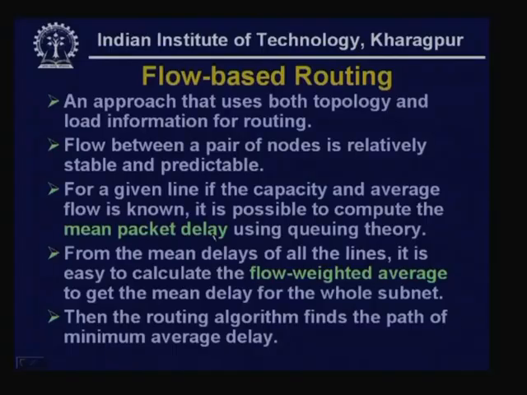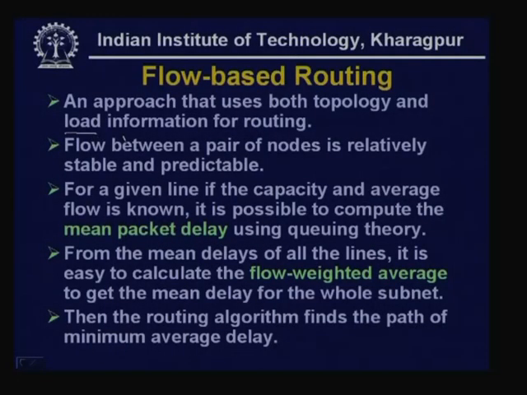Then comes another important routing algorithm, that is flow based routing. So far in fixed routing we have seen that only the topology of the network is taken into consideration. We have seen that the nodes are connected to different links, and for each of these links either the queue length or the delay or the transmission time, I mean the actual data rate, are being used, but not the information about the load or the flow.